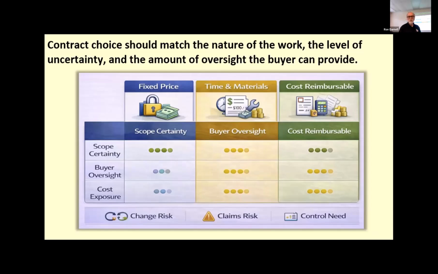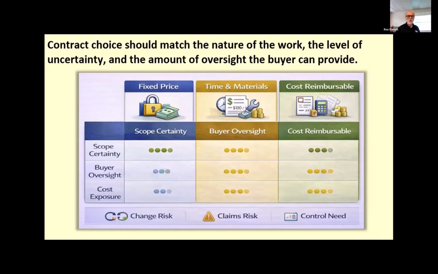Cost reimbursable contracts are more appropriate when uncertainty is higher, and the work may evolve as execution progresses. Time and materials contracts are often useful when the buyer needs adaptable support or variable effort, but still wants a simpler structure than a full cost reimbursable contract. One of the things about time and materials contracts is that usually the terms are pretty simple. We want this resource for this time period at this rate. They show up, we approve their work, they get paid. You don't have to do a bunch of scope definition, a bunch of dispute language, all that stuff.